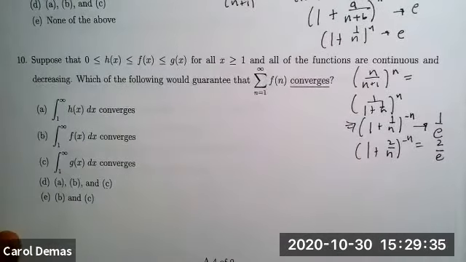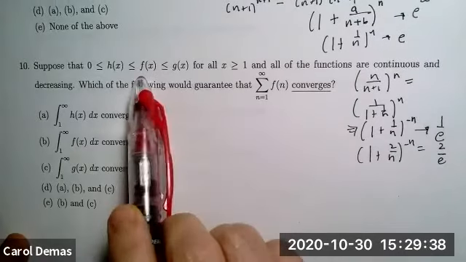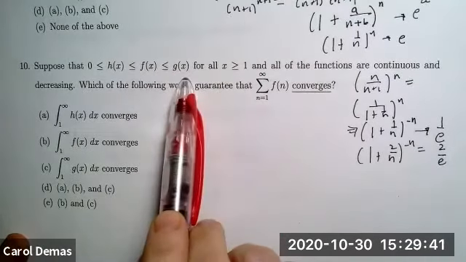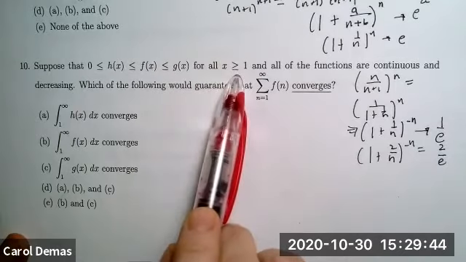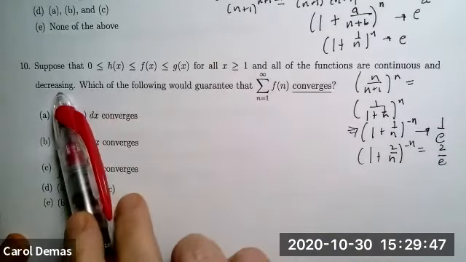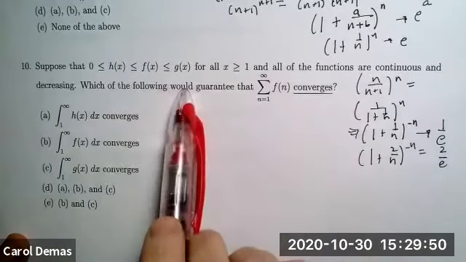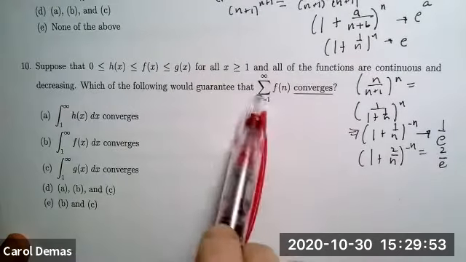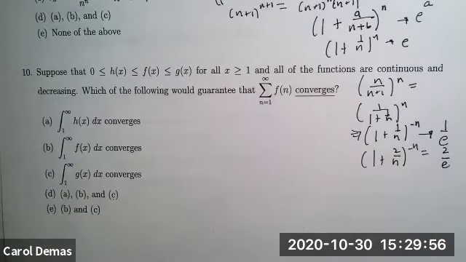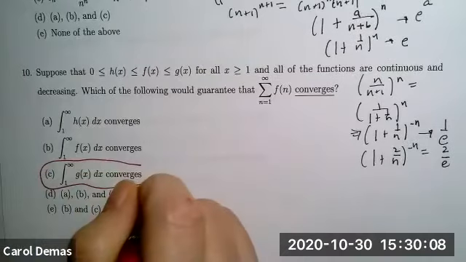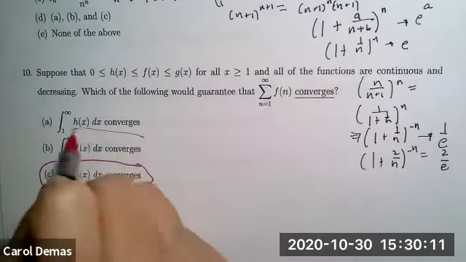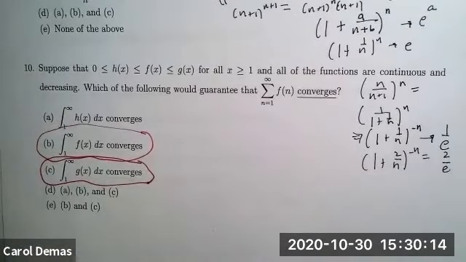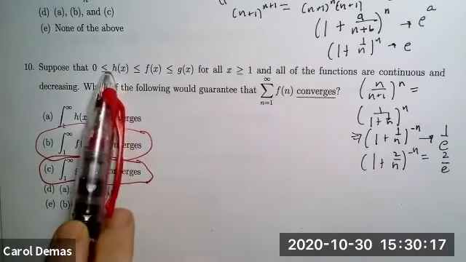Okay, so number 10, let's suppose h is less than f and f is less than g, and everybody is non-negative for all x greater than 1, and all these functions are continuous and decreasing. These conditions apply for the integral test. So which one is going to guarantee that f converges? The ones that are greater than or equal to. So that'll be this one, g, and this one. The smaller one converging doesn't tell us anything.